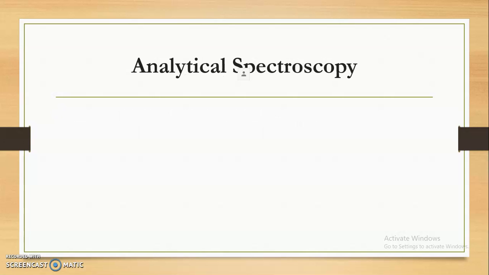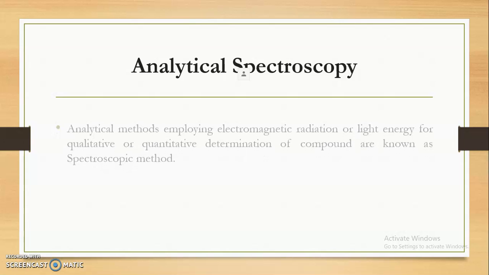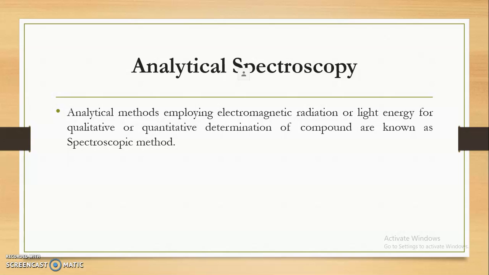Now, as I said, in this video we will be discussing analytical spectroscopy. What is the meaning of spectroscopy? Those analytical methods which use electromagnetic radiation or light energy for qualitative as well as quantitative determination of a compound are known as spectroscopic methods. So all these analytical spectroscopy methods involve the use of electromagnetic radiation.